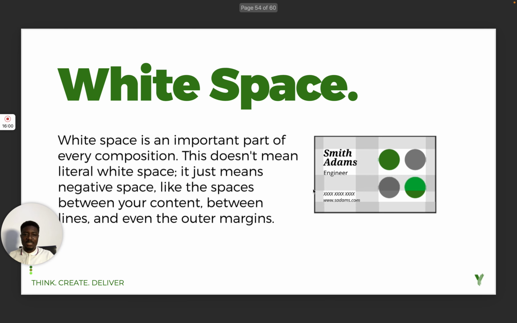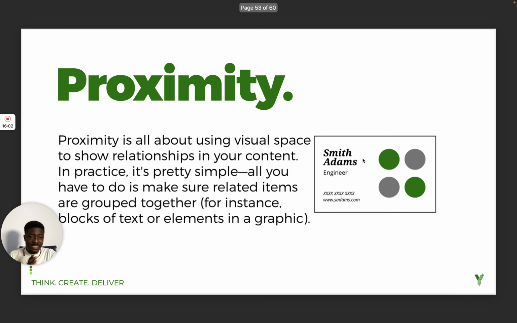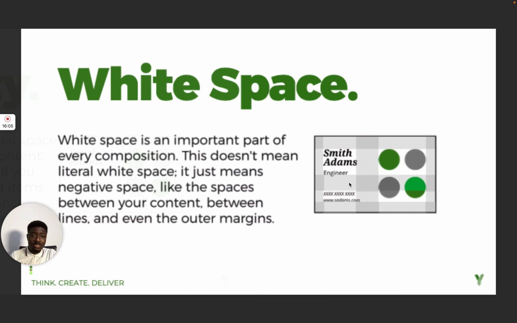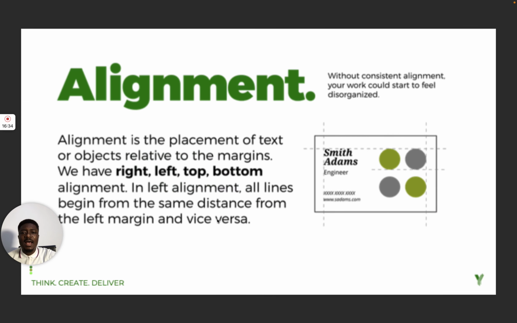Now, white spacing. Inside of this same layout, the white spacing in between is what we're talking about when it comes to white space. White spacing is an important part of every composition. It doesn't mean literal white space. It just means negative space, and we'll talk about positive and negative space, right, at the beginning. Like the spaces between your content, between lines, and even the outer margins, the spaces around the content, the spaces around your shapes, your text, your characters. All right.